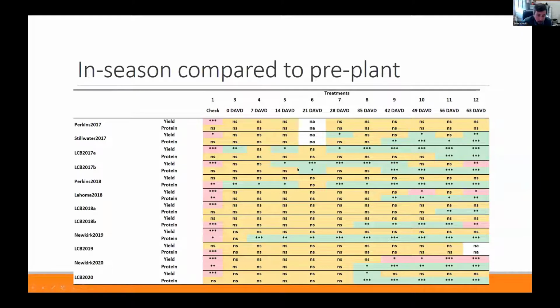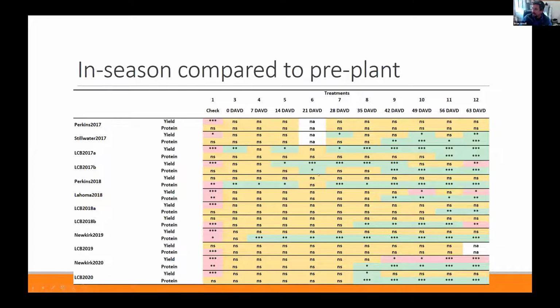To try to summarize all that massive amount of data, bring it into this. And just want you to know, statistically, if I compare an in-season application to the grain yield and protein of the pre-plant, this pink means that it was different in yield negatively. The unfertilized check was significantly less in grain yield than the pre-plant. So that's what we want to see, a nitrogen response. Green means this plot was significantly better than the check, and this is yield and protein.